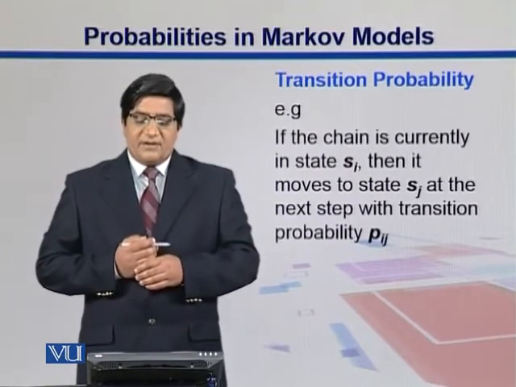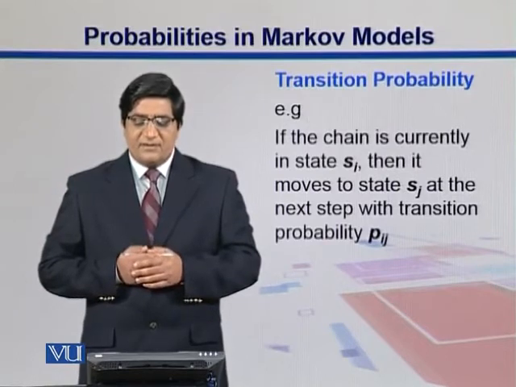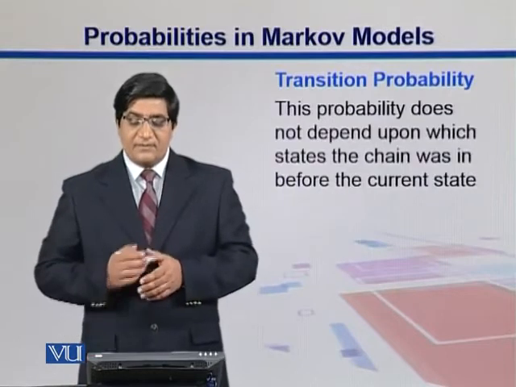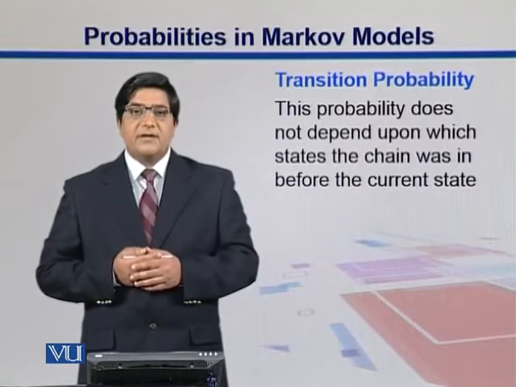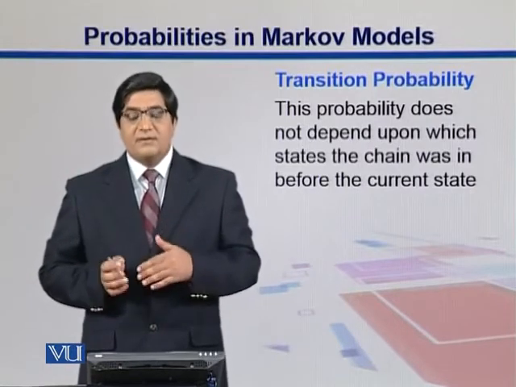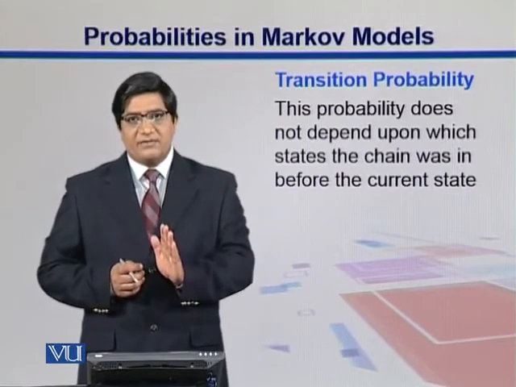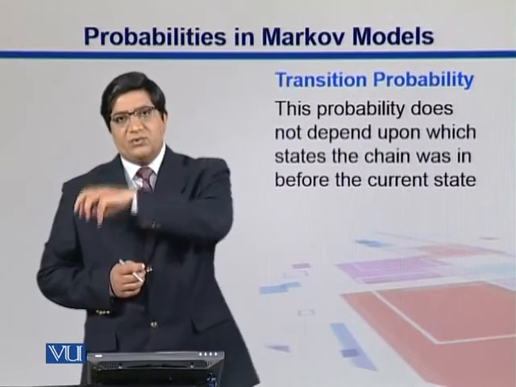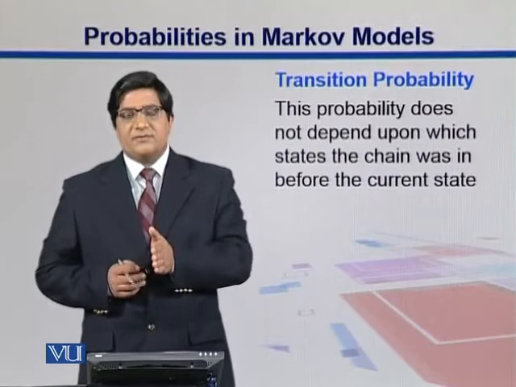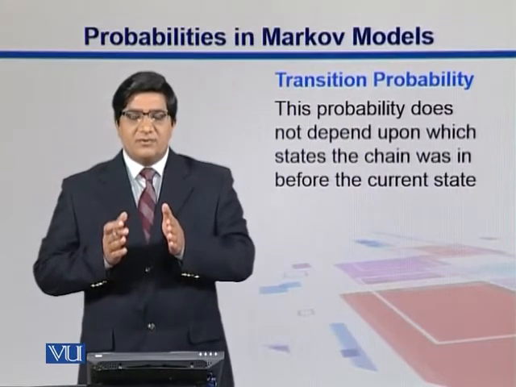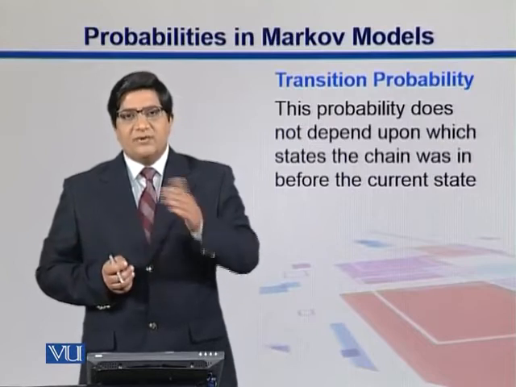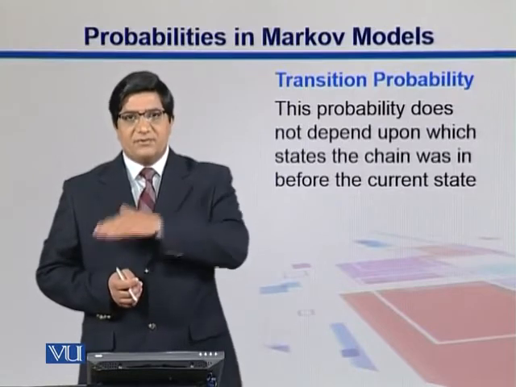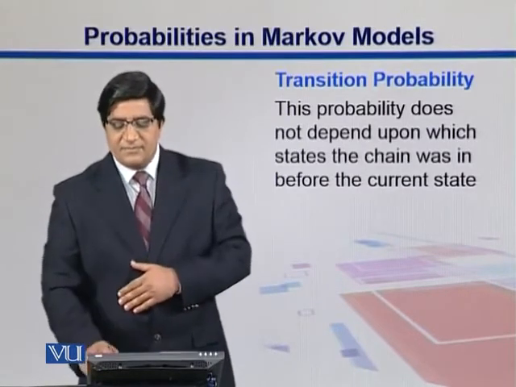So if the chain is in current state Si, then it moves to state Sj at the next step with the transition probability. We represent it as Pij. And remember guys, this probability does not depend upon which state the chain was in before the current state. So now you are in the current state, and you want to switch to the next state. This switching depends upon your current state. So again, there is a chaining. How you got to this point doesn't matter. That was important once you were in that state, but since you are switching, you forget about the past.